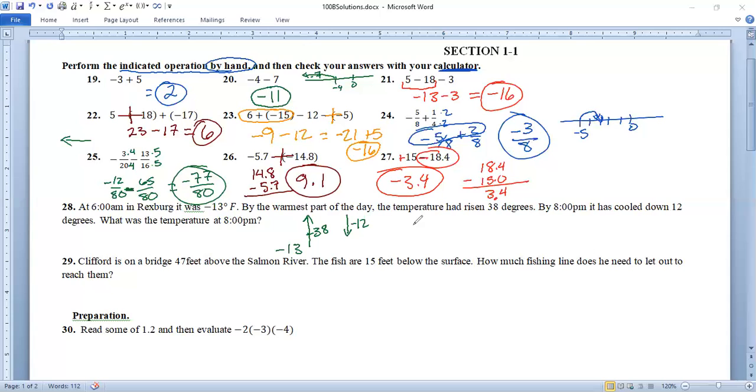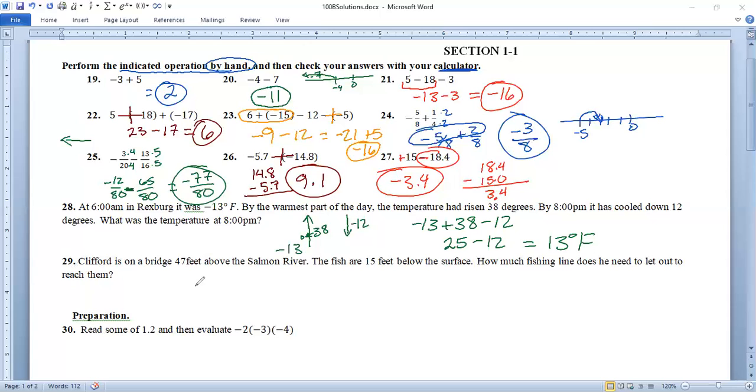What was the temperature? So this is negative 13 plus 38, that's warmer, and then cooled down 12. Okay, so negative 13 plus 38, that's subtraction. 38 minus 13 is 25, and the positive wins, so that's positive 25. It came out of 0, see, if it was 0 degrees here, it went above 0 by 25 degrees, and then went down 12. It ended up at a positive 13 degrees Fahrenheit.